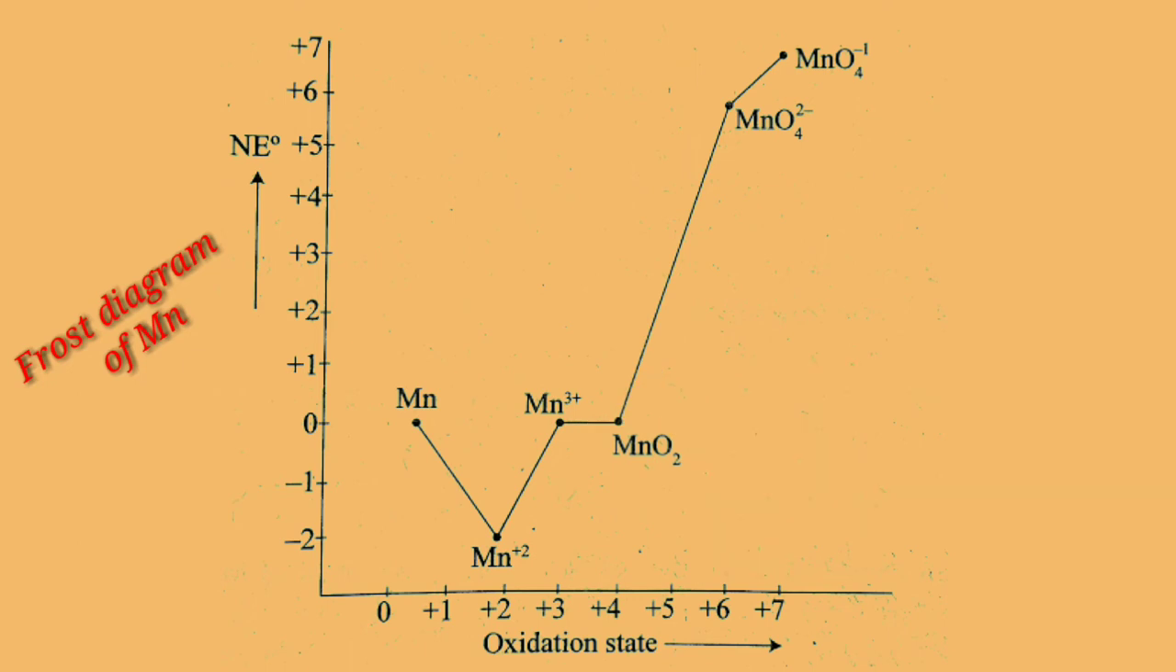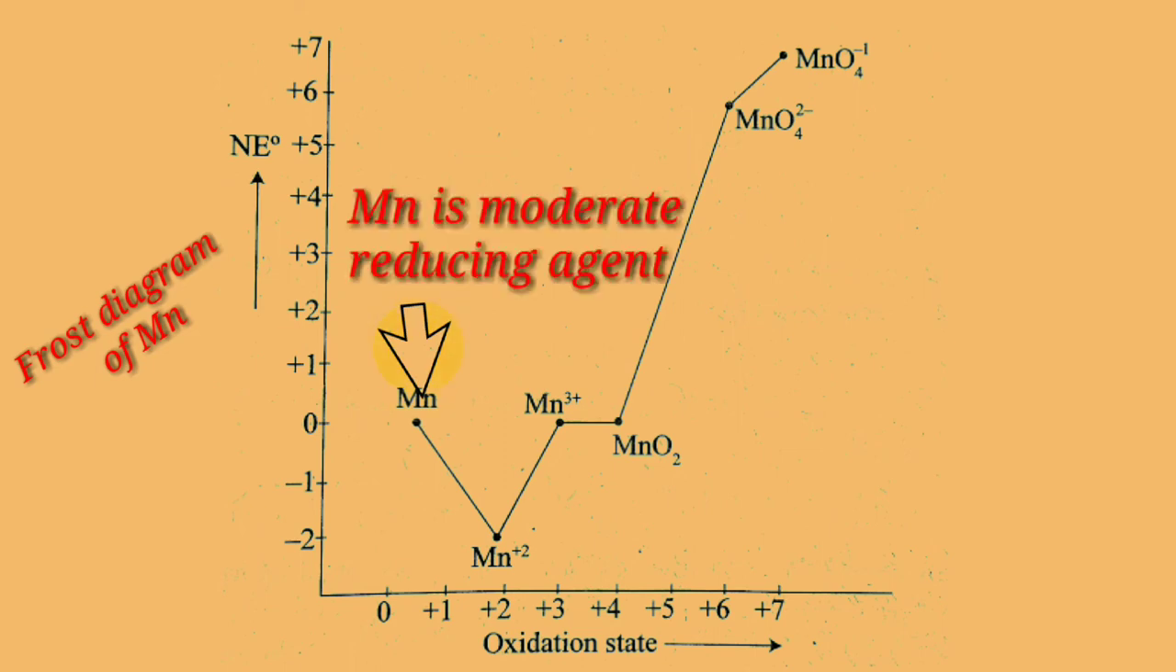Any species located on the upper right side of the diagram will be a strong oxidizing agent. Thus, MnO4- is a strong oxidizing agent. Fifth one, a species located on the upper left side of the diagram will work as a reducing agent. Thus, Mn metal is a moderate reducing agent.